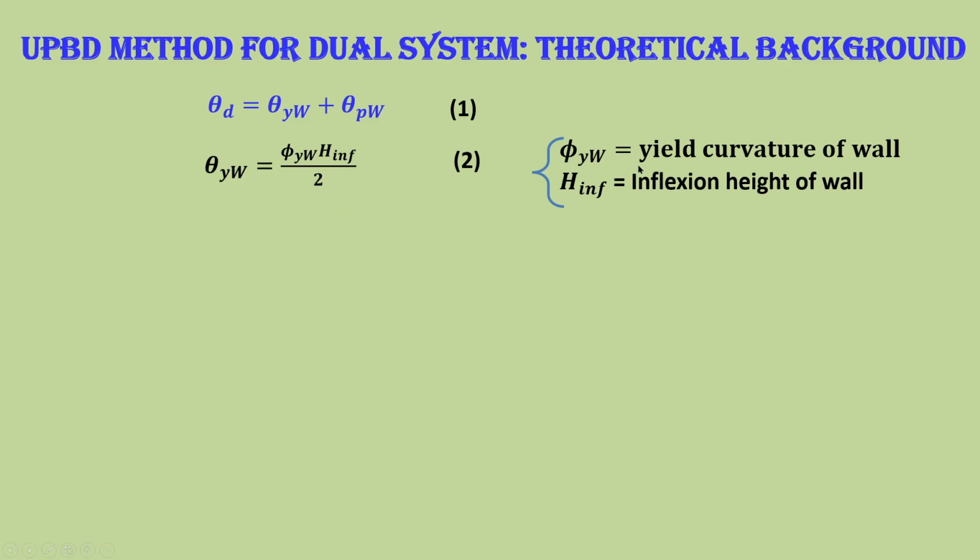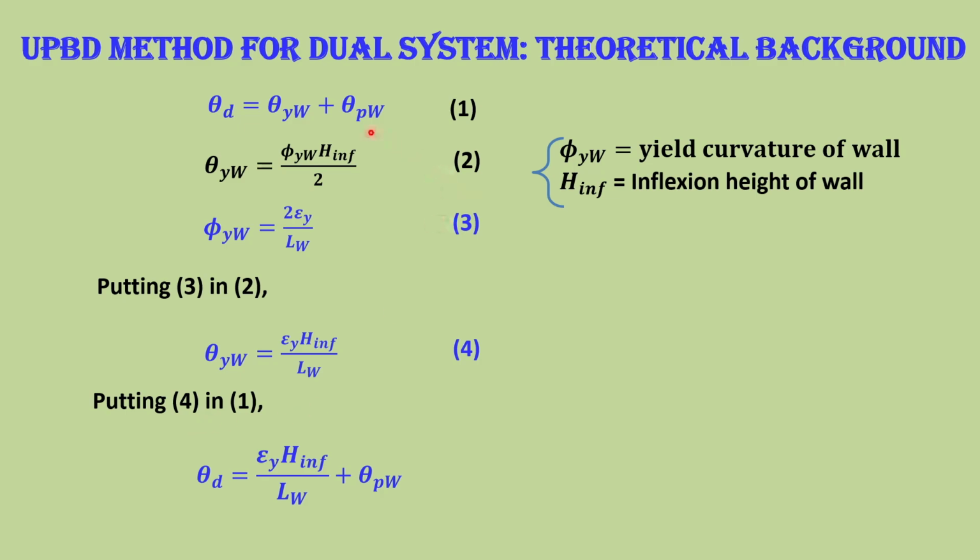So these are clear. So phi yw is the yield curvature of the wall and hinf is the inflection height of the wall. Let us give the expression for phi yw, also available in the literature. So phi yw available in literature is twice epsilon y by Lw. So if I put equation 3 in equation number 2, then I get this theta yw. In place of phi yw, I am putting twice epsilon y by Lw. 2 is in the denominator here and 2 is in the numerator here, so they get cancelled. I get epsilon y hinf by Lw. So this is my equation number 4.